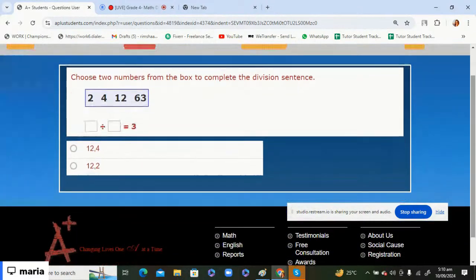Choose two numbers from the box to complete the division sentence. 2, 4, 12 and 63. Okay. So which two numbers make the quotient 3? Check it out. Which two numbers divide and then you get the answer 3?